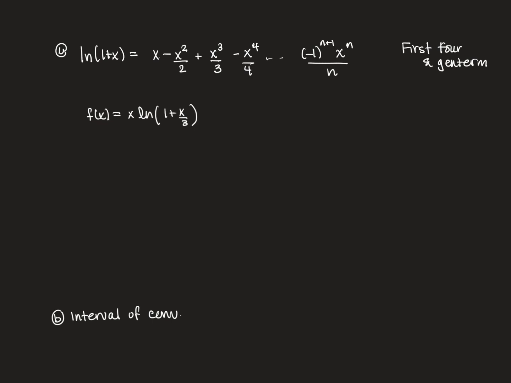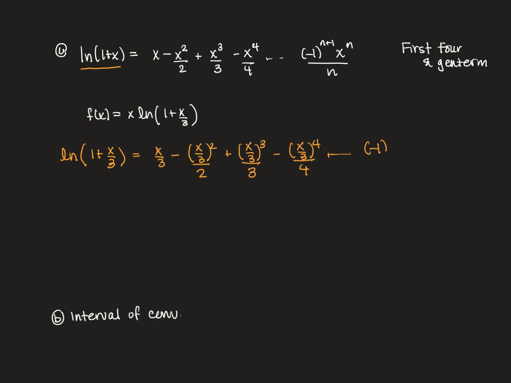Okay, so looking at this, we know that the Taylor polynomial for natural log of 1 plus x is equal to that. So the first thing we're going to do is go through and replace all the x's with x over 3. So this will be x over 3 minus x over 3 squared over 2 plus x over 3 cubed over 3, and then minus x over 3 to the 4th over 4, and then our general term, x over 3 to the n over n.